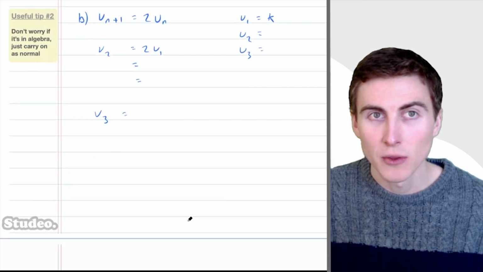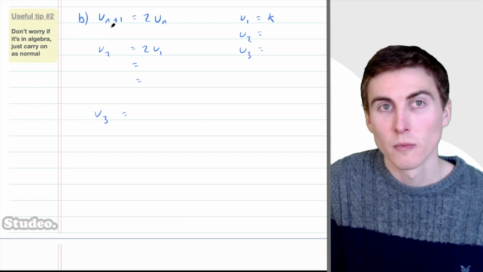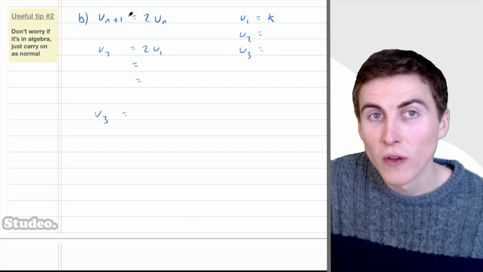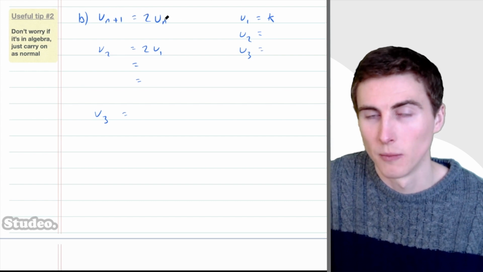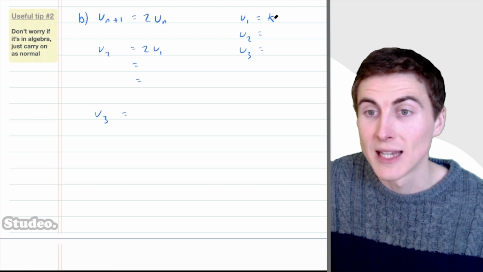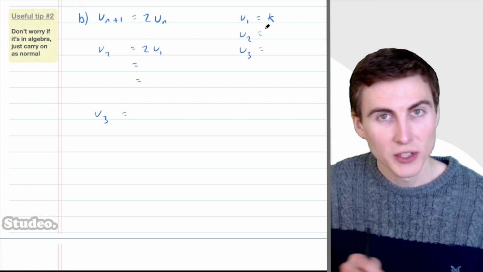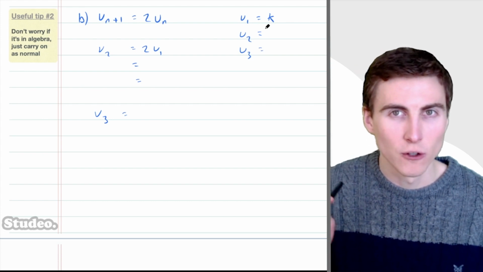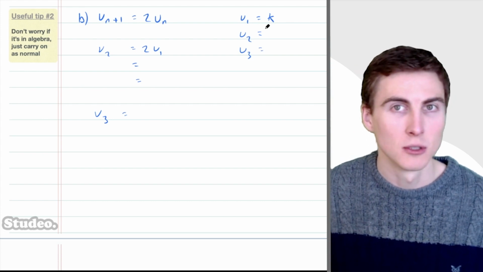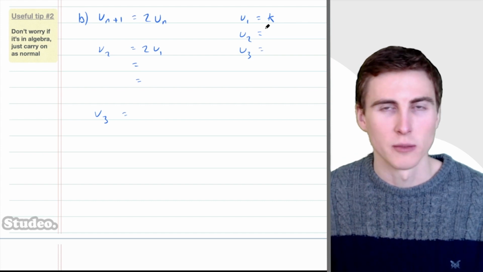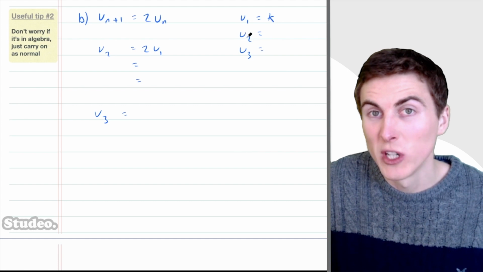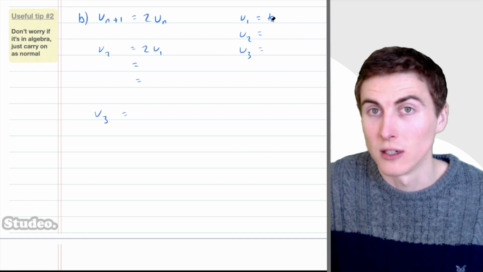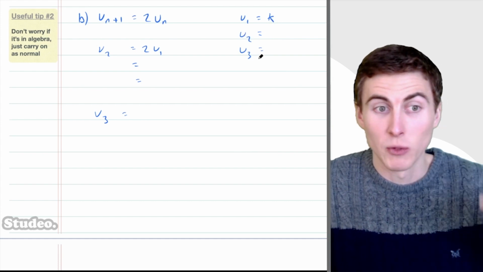So if we do the same thing for the second one, this one says that u of n plus 1, so the next term in the sequence, is 2 times the current term. But the first term is k. So this is kind of weird because they've given us the first term in algebra, not in numbers. So you might think that's hard to figure out what type of sequence it is. But it doesn't really matter too much because we can just figure out u2 and u3 in algebra as well. And then we can still look at the pattern.